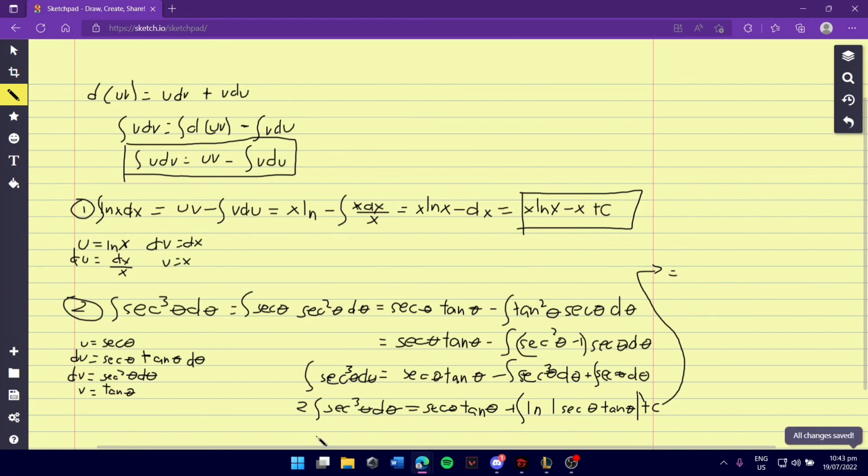Next, since we have 2 here, we will put 1/2 here, because you divide by 2 on both sides and they cancel out. So put 1/2 here, then copy secant theta tangent theta, then add it to ln of secant theta.